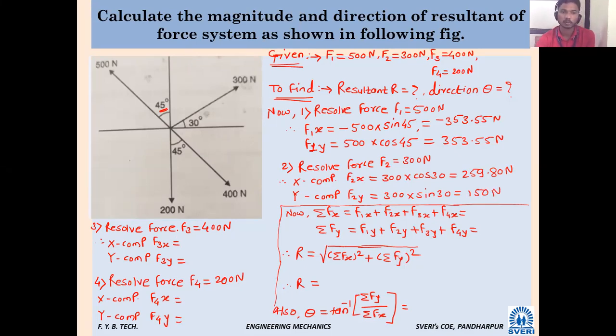Very good. Third force, which I have assumed as 400. Tell me, for 400, in which quadrant will that force lie? Fourth quadrant. What are the signs of x component and y component in fourth quadrant? X component is positive and y component is negative.